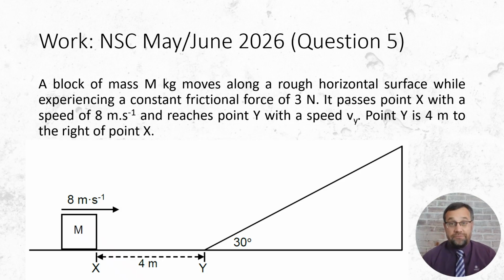And here we have question 5. The total question counted 8 marks. A block of mass m kilograms moves along a rough horizontal surface while experiencing a constant frictional force of 3 newtons. It passes point X with a speed of 8 meters per second and reaches point Y with a speed Vy. Point Y is 4 meters to the right of point X.